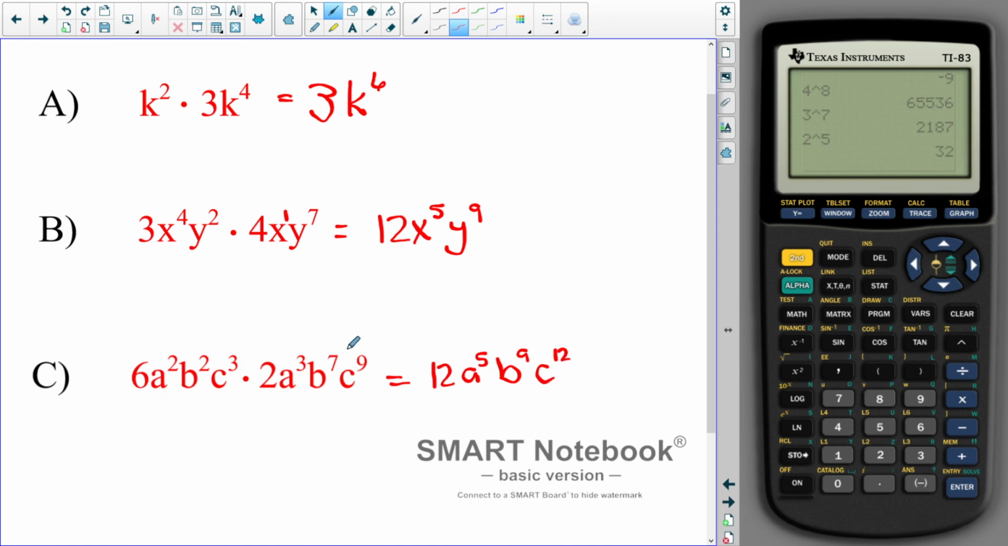Okay, so don't let these long expressions intimidate you. Just take them a piece at a time, do the numbers, and then add the exponents for all the like bases. So all the variables, the same base.